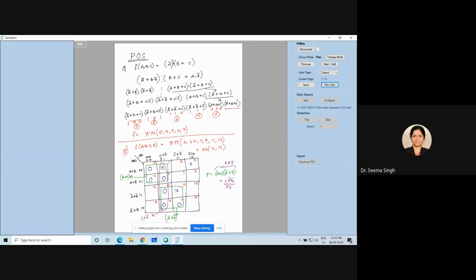Is this clear? So what all did we do today? We saw the usage of don't care terms. We also saw the POS form of the max term, canonical POS, and also the K-map for this. So the changes you have to observe carefully, and practice accordingly. Okay.